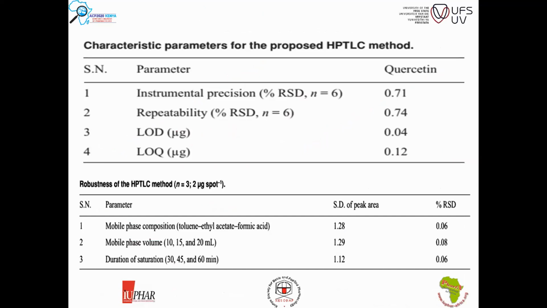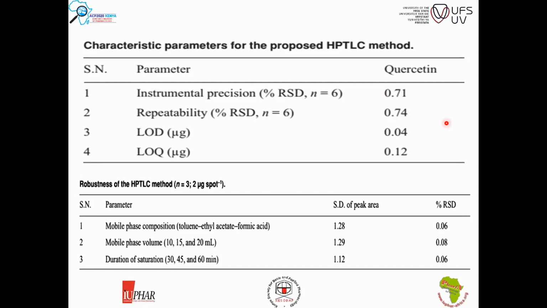So instrumental precision was checked by repeated scanning of the same spot of quercetin, that is 2 microgram per spot, and expressed as the relative standard deviation, that is percent RSD. And the result was found to be 0.71. The sample repeatability was affirmed by analyzing 2 microgram per spot of quercetin individually on the TLC plate and expressed as percent RSD also.